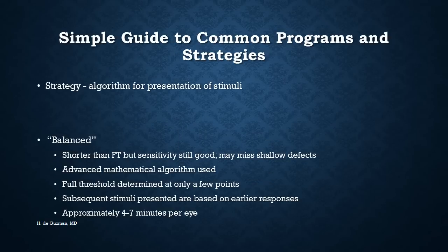Now what I call balance tests are shorter than the full threshold, but still have very good sensitivity. However, they may miss shallow defects. So special algorithms are used, and it starts with determining the full threshold, but only at a few points. And then the machine tailors the subsequent stimuli based on the patient's responses to the full threshold determination and the earlier responses. So it's a lot shorter, only 4 to 7 minutes per eye.